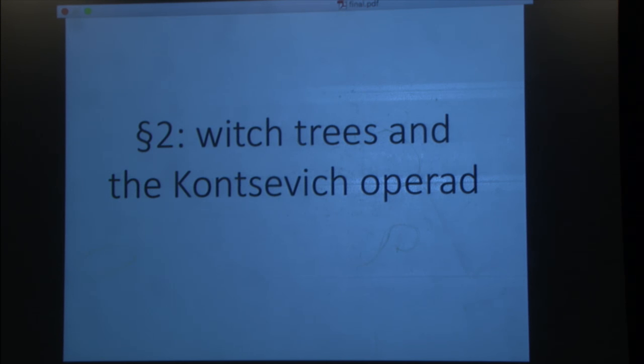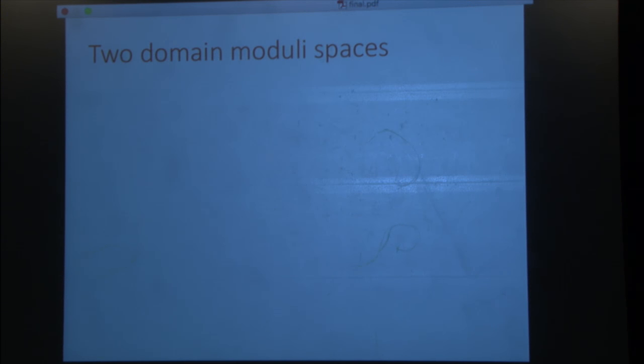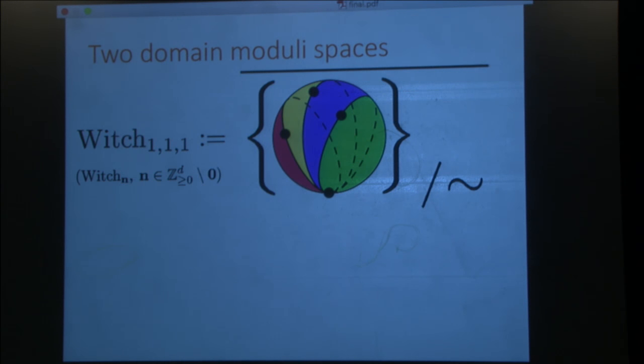So, which trees in the Kontsevich operad? I'll tell you about two moduli spaces, which you should think of as analogous to these spaces K_d we were talking about before, the domain moduli spaces for the structure maps in the Fukaya category. The first one is called a moduli space of witch balls. I won't tell you why. So here's Witch(1,1,1). We're looking at spheres with 3 circles on them. They intersect tangentially at the south pole, and they each have 1 mark point.